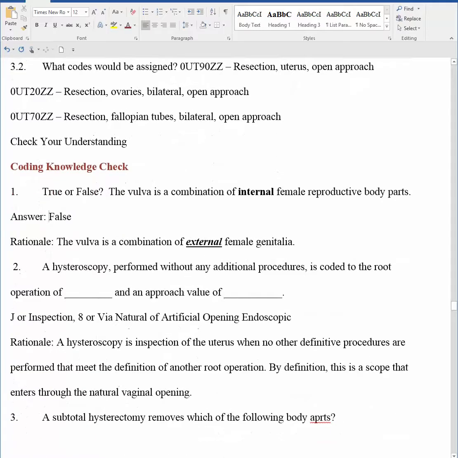Number 2, a hysteroscopy performed without any additional procedures, just looking in the patient's uterus, is coded to the root operation of what with an approach value of what? It's coded to the root operation of inspection with the approach value of via a natural or artificial opening endoscopic.